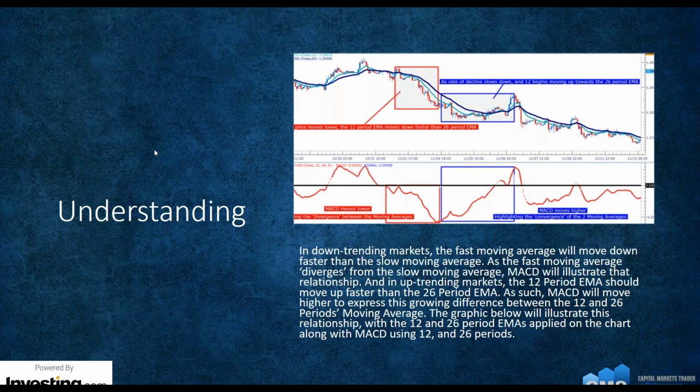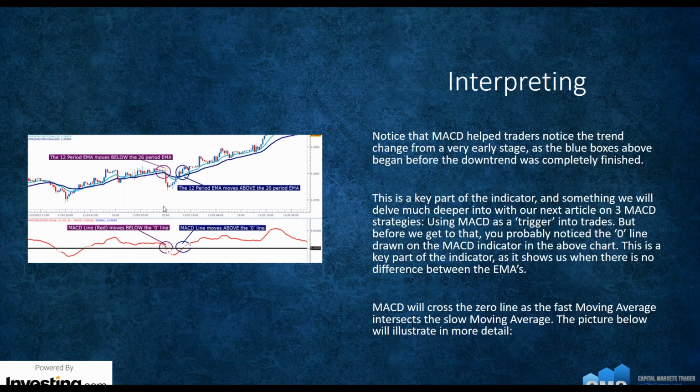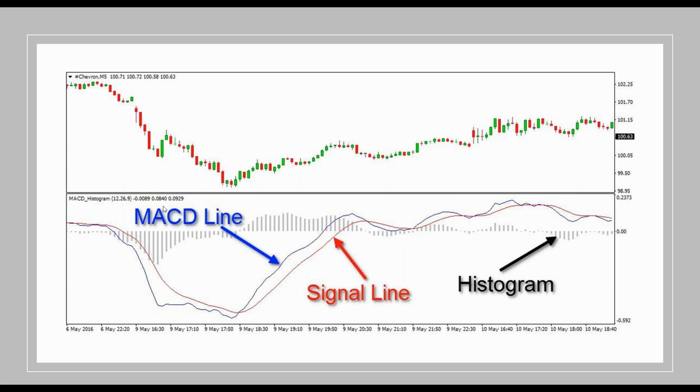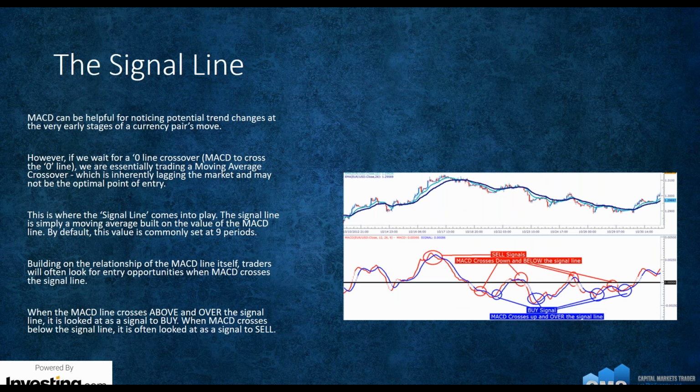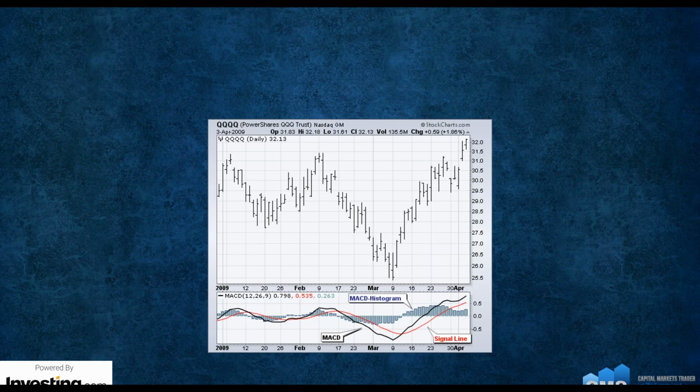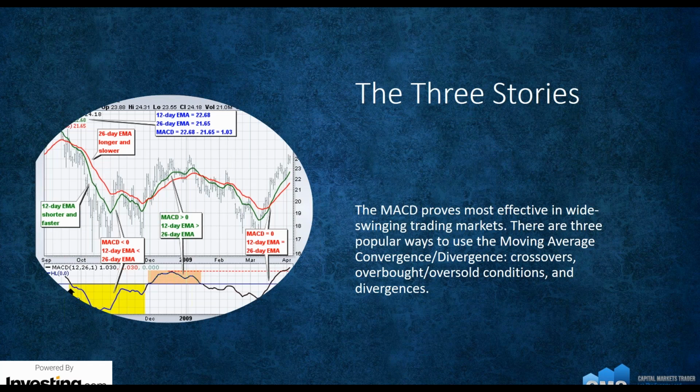Now, there's lots of ways to start interpreting this, because we have crossovers, we have divergences, and we have convergences. And many people mix these terms up. So it's very, very important that we understand the three different stories that we get out of the MACD signal, because the MACD proves most effective in wide swinging trading markets. There are three popular ways to use the moving average convergence divergence.